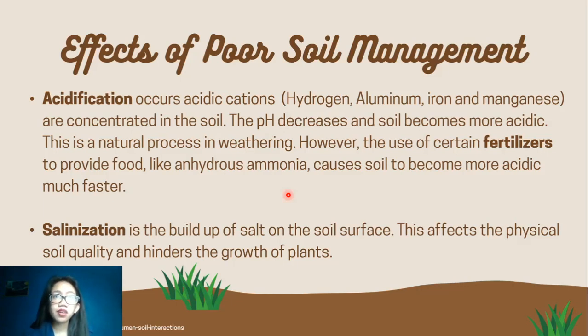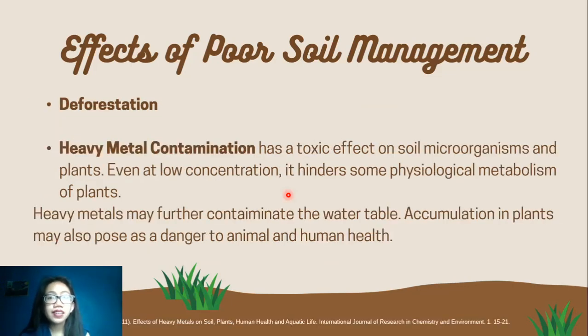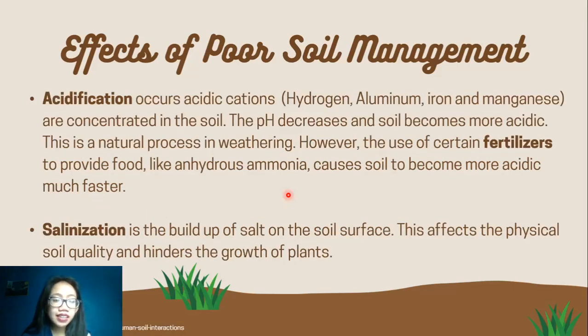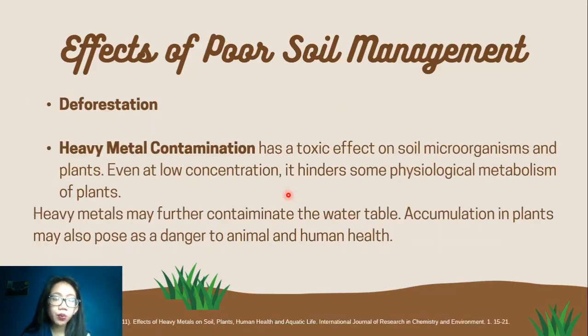So if you're thinking, why can't we use salt water for irrigation? No, we can only use fresh water for irrigation because plants don't like salt water. Okay, so if ever there will be a buildup of salt, then we can't use that area anymore for farming. Next, deforestation. So if you acidify or salinize a location, then that would result in further deforestation.